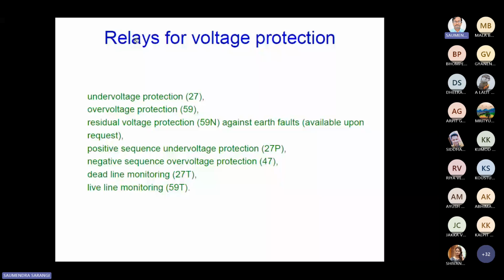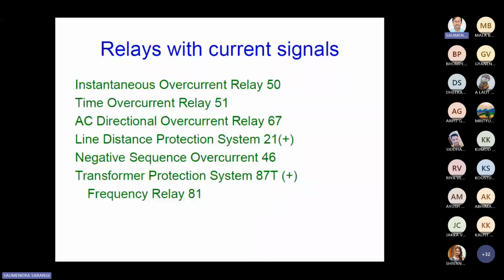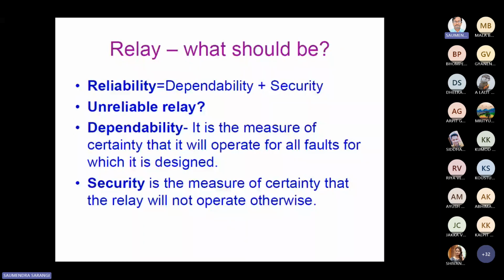These numbers will be written. So from that, you have to understand it is an overcurrent relay. Now we need to understand what is the reliability of a system. If the protection system has to be reliable, then it should have two properties. One is dependable and the second one is security.